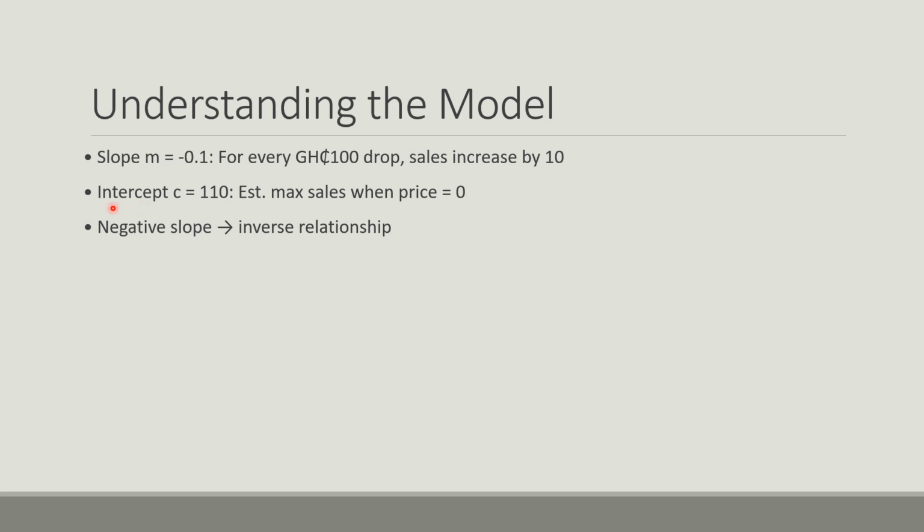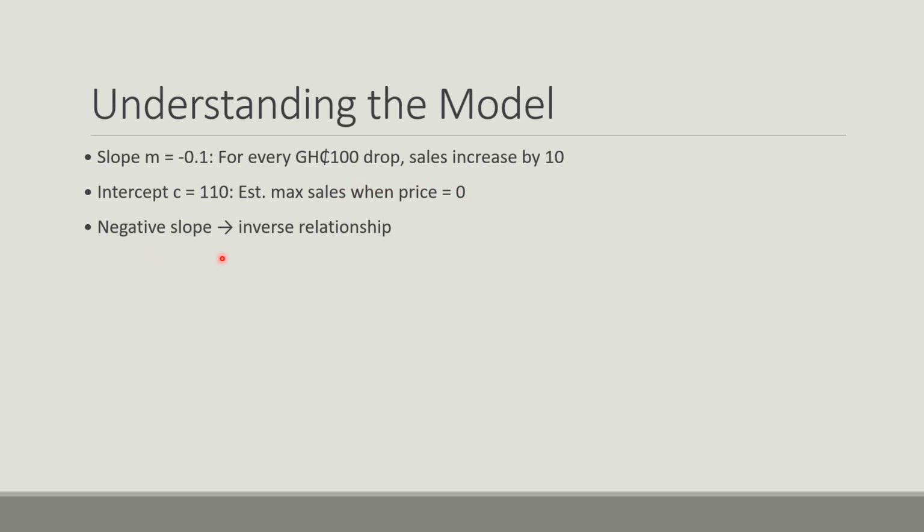Then let's look at the intercept, c equal to 110. The intercept represents the maximum sales when the price is 0. The moment the price is 0, the maximum sales that we can get is 110. That is what the intercept is being estimated to.